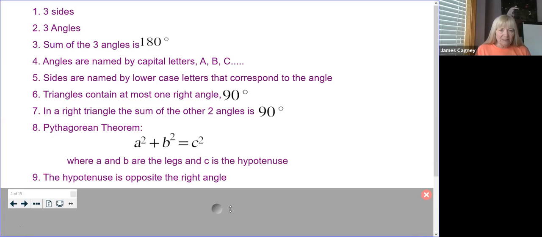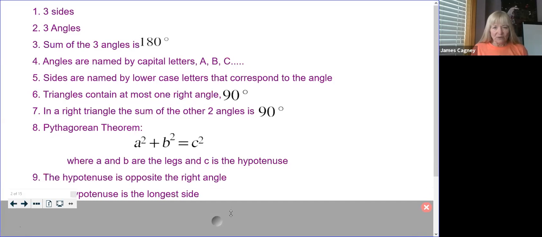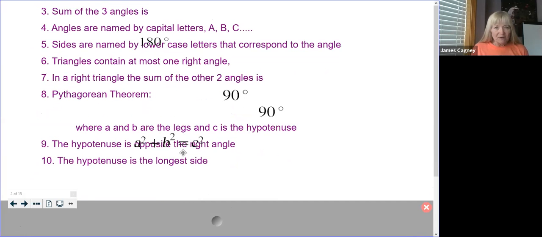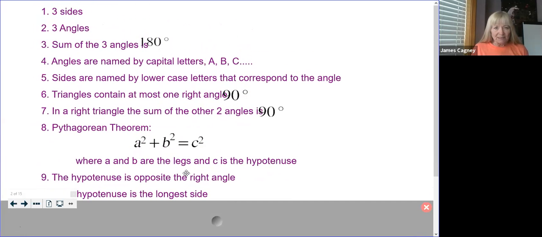The hypotenuse is the side opposite the right angle, usually side c, but it doesn't have to be called c. They always try and get you there. And then the hypotenuse is the longest side. Oops, I just moved everything.